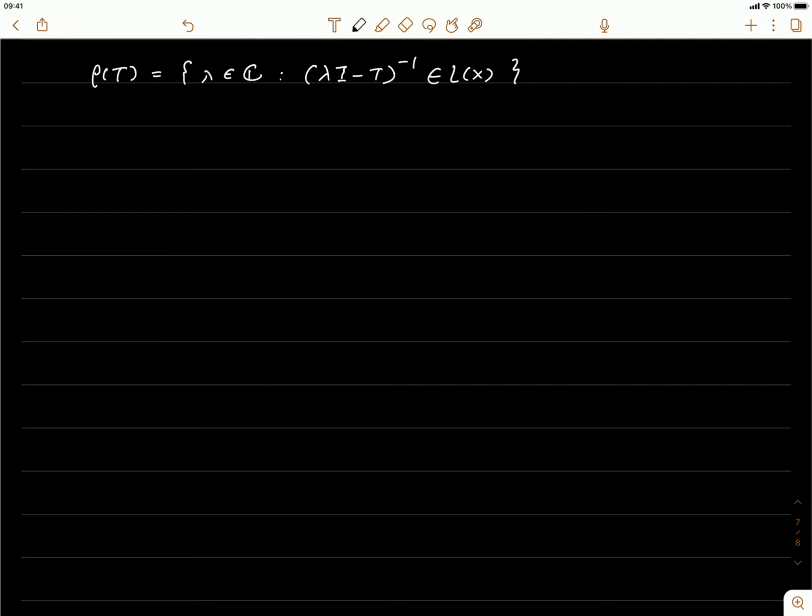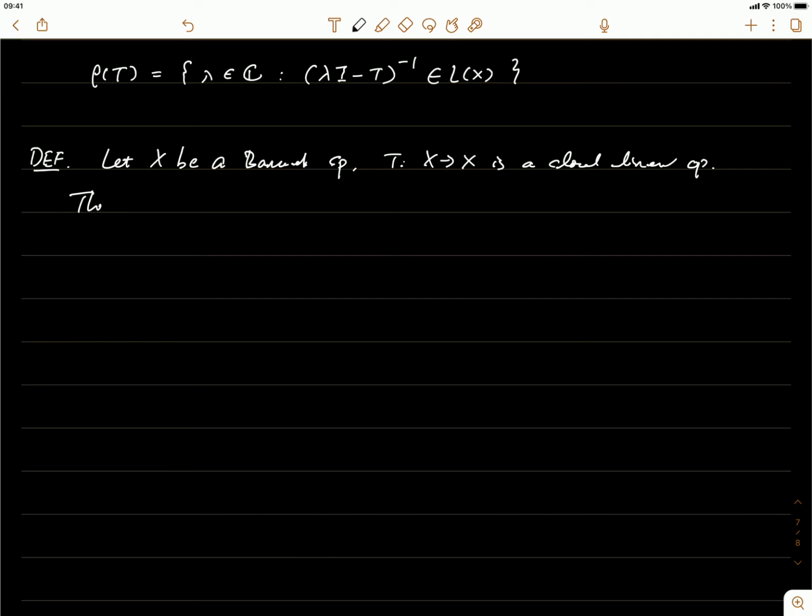Okay, and the resolvent is defined to be this. So let X be a Banach space, and T, from X to X, a closed linear operator.